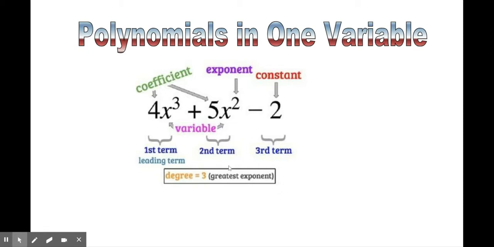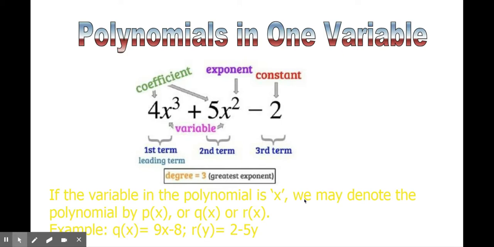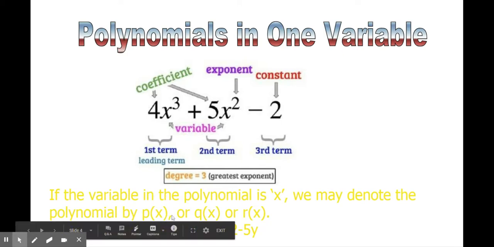So we can see that we can classify a polynomial in the form of the number of terms and the degree. Let us see what is it all about. But before that, let us define. If the variable in the polynomial is x, we may denote the polynomial by p(x) or q(x) or r(x) in the bracket.